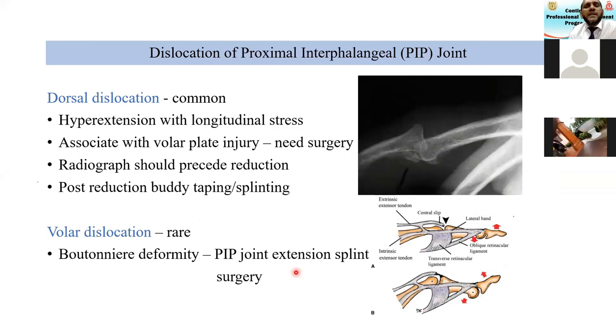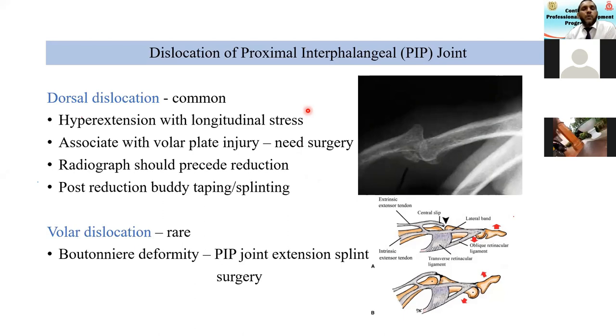The other common condition in the fingers is the proximal interphalangeal (PIP) joint dislocation. It has a volar and a dorsal type. Dorsal is the most common, with hyperextension, when the finger is hyperextended with longitudinal stress.